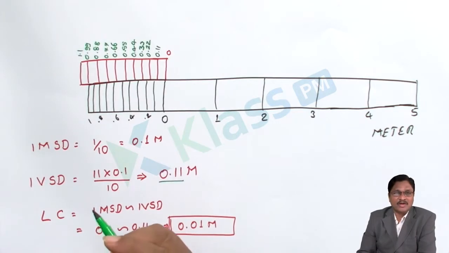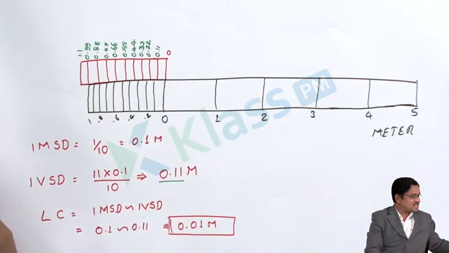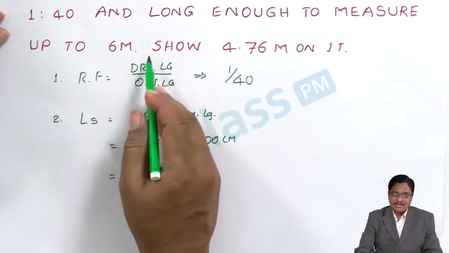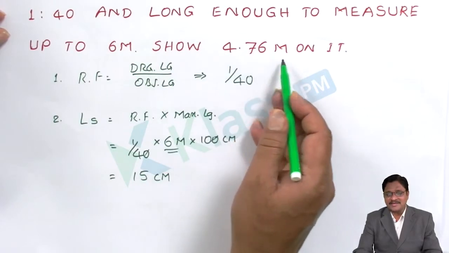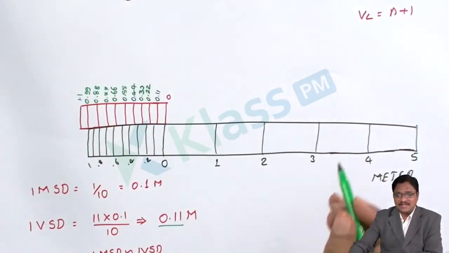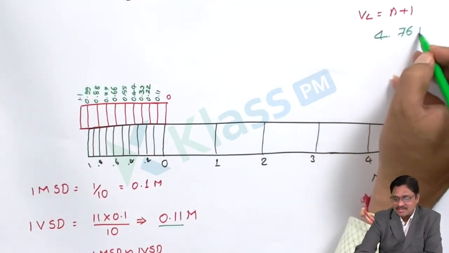Then you have to show the value to be shown on the Vernier. In this problem, what has been given? 4.76 meters, up to 6 meter, and show 4.76 meters on it. So what dimension do I have to mark? 4.76 is to be marked.